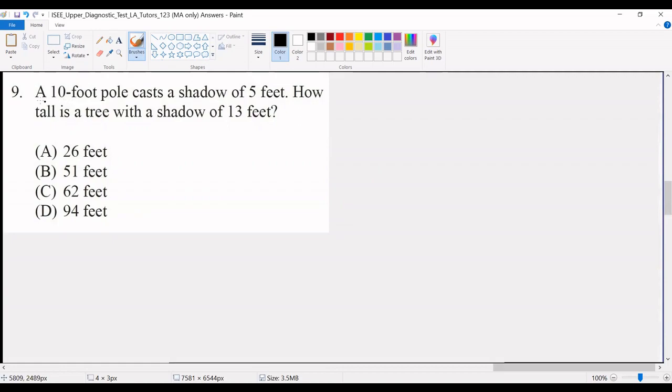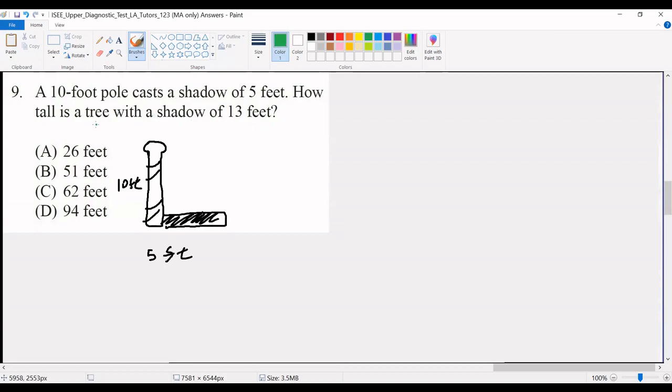So moving on to number 9. It reads as follows. A 10-foot pole casts a shadow of 5 feet. How tall is a tree with a shadow of 13 feet? So let's start sketching out a picture for ourselves. So we have some kind of pole here. And this is a 10 foot pole. Then it casts a shadow here of 5 feet.